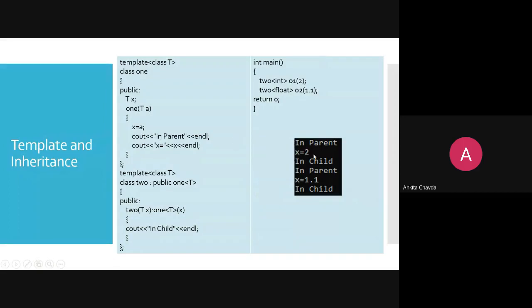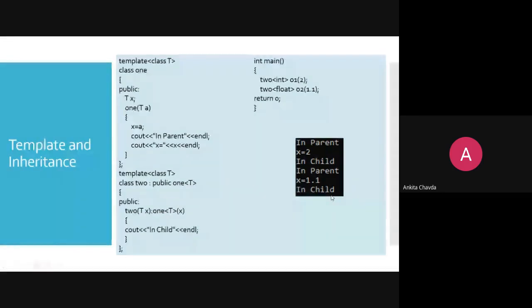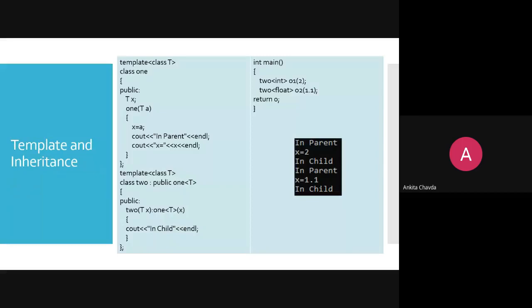So it will directly go to the parent. Here your value of x will become 2 because you have passed 2. Then you are in the child class. This is how the execution will be done: 3 lines will be executed like this, from parent to child, right? And here again you are creating another object O2, but with float, and you are passing the value 1.1. So again in parent your value x equals 1.1, and now you are in the child class, right? And here we have finished all about the template.